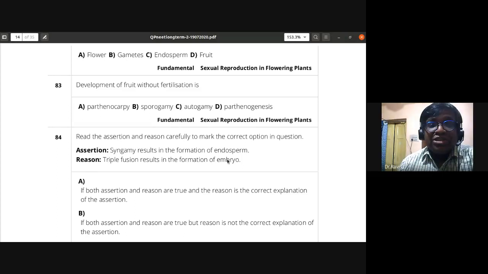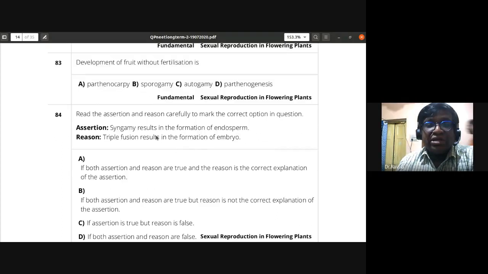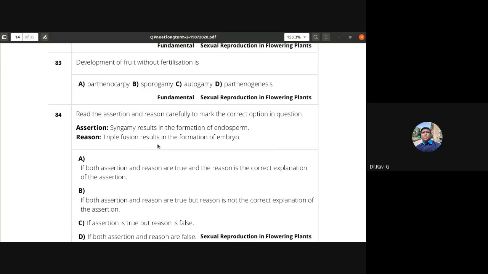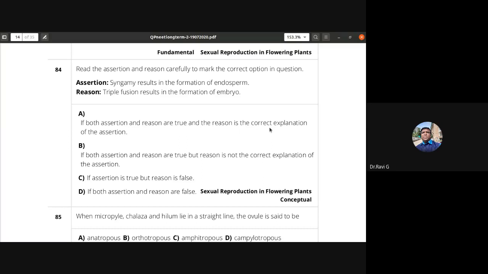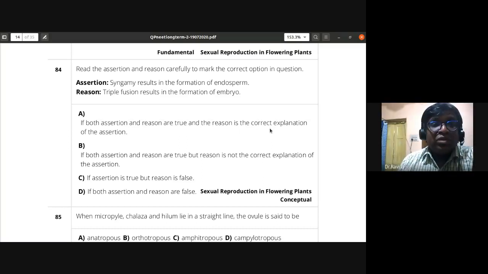Read the assertion and reason carefully to mark the correct option in the question. Syngamy results in the formation of endosperm. The assertion is wrong. It should be zygote. Triple fusion results in the formation of endosperm. So both assertion and reason are false. D is the answer. Both assertion and reason are false.